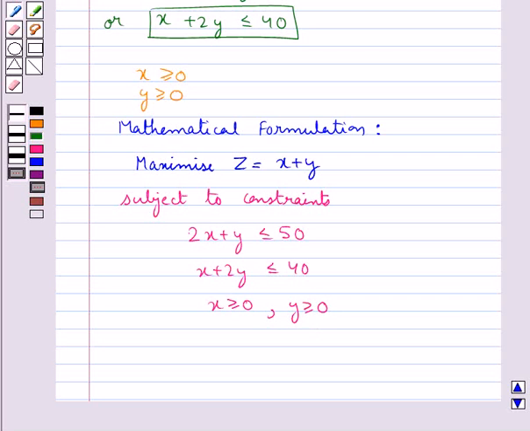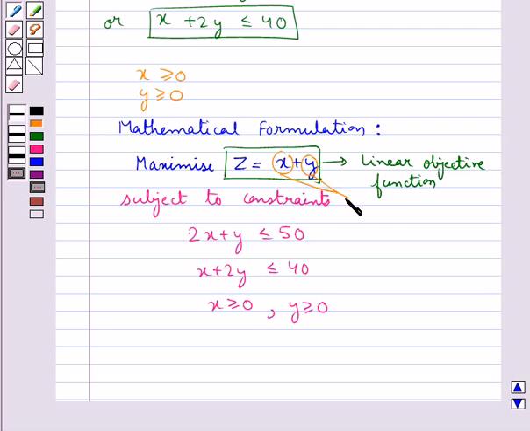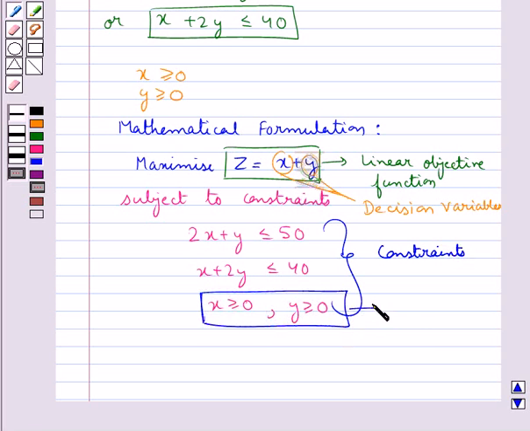Now let's see what is an objective function. The linear function that is z equal to x plus y in this case, which is supposed to be maximized, is called a linear objective function. The variables in this objective function, that is x and y in this case, are called the decision variables. The linear inequalities or equations or restrictions, that is these inequalities, are called the constraints. The conditions x greater than equal to 0, y greater than equal to 0 are called the non-negative constraints.